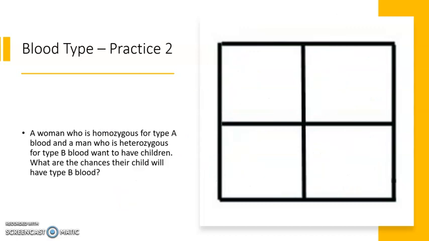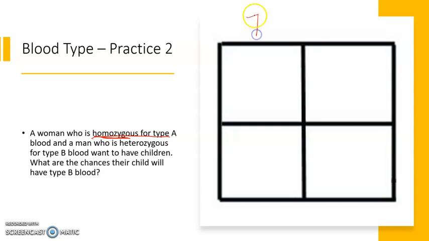Let's try another one. A woman who is homozygous for type A blood and a man who is heterozygous for type B blood want to have children. What are the chances their child will have type B blood? Notice what I've put in here. This is key when you're doing these. Homozygous for type A. You need this piece of information in order to actually get an answer, because there are two ways to have type A blood.